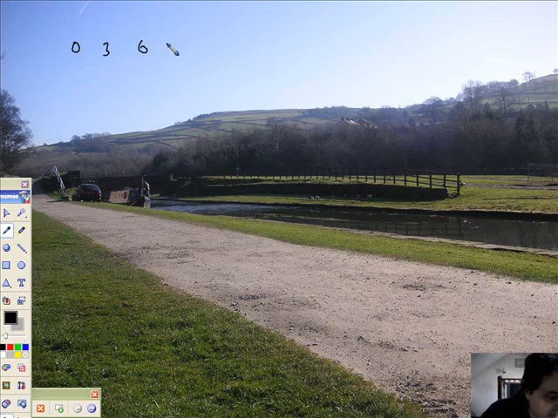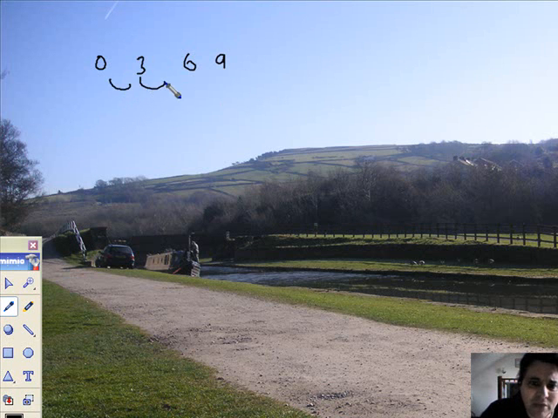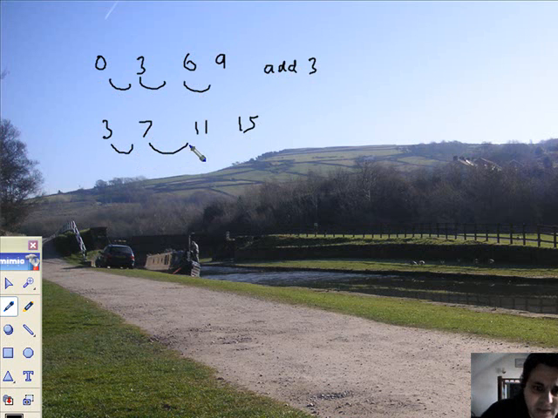So 0, 3, 6, 9. Well, term-to-term means add 3. That's all it is. So this is all about adding 3. Next one, I've got 3, 7, 11, 15. As you can see, it's going up in 4s. So the term-to-term rule is keep adding 4.